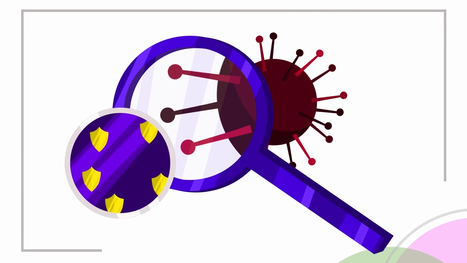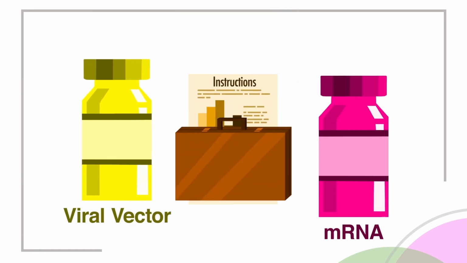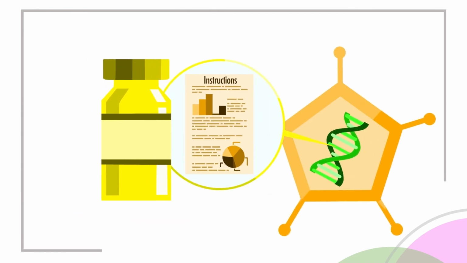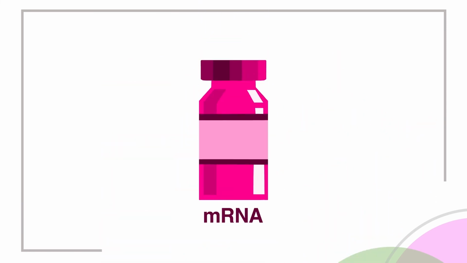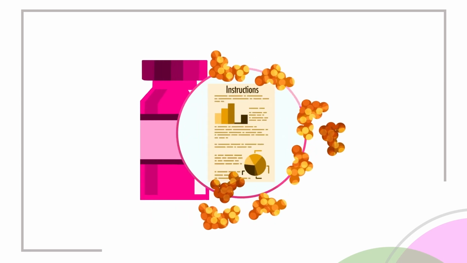The main difference between viral vector and mRNA vaccines is how these instructions are carried. Viral vector vaccines put the instructions in a different virus, not COVID, that has been modified to be completely harmless. mRNA vaccines don't use a virus. They surround the instructions with a small layer of fat cells.